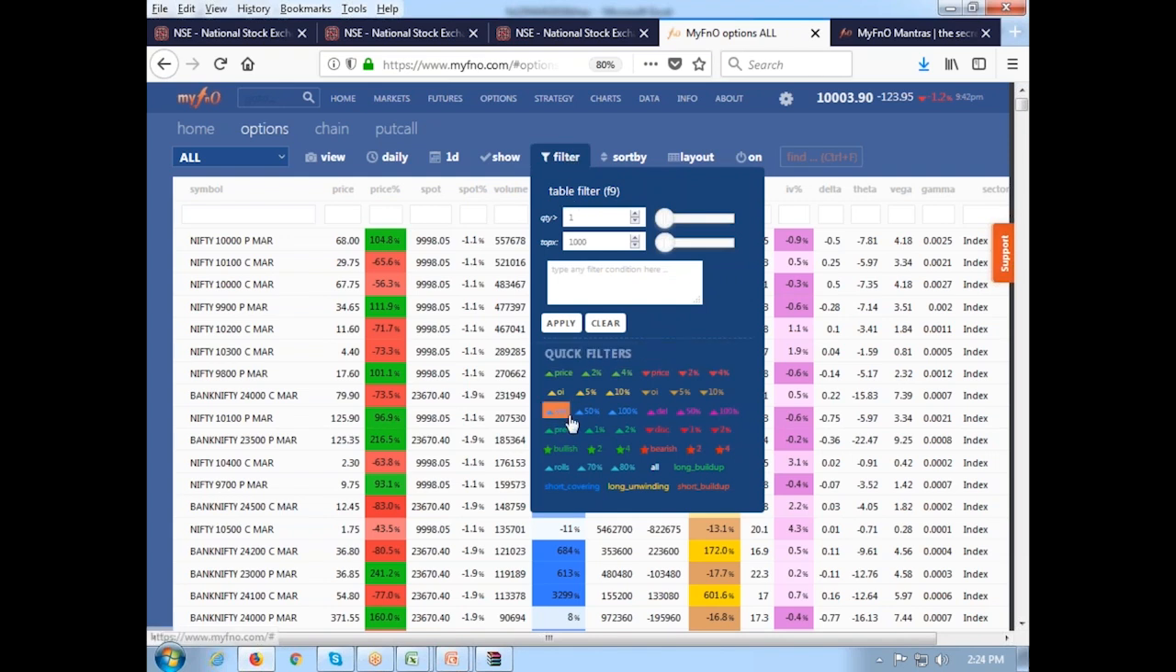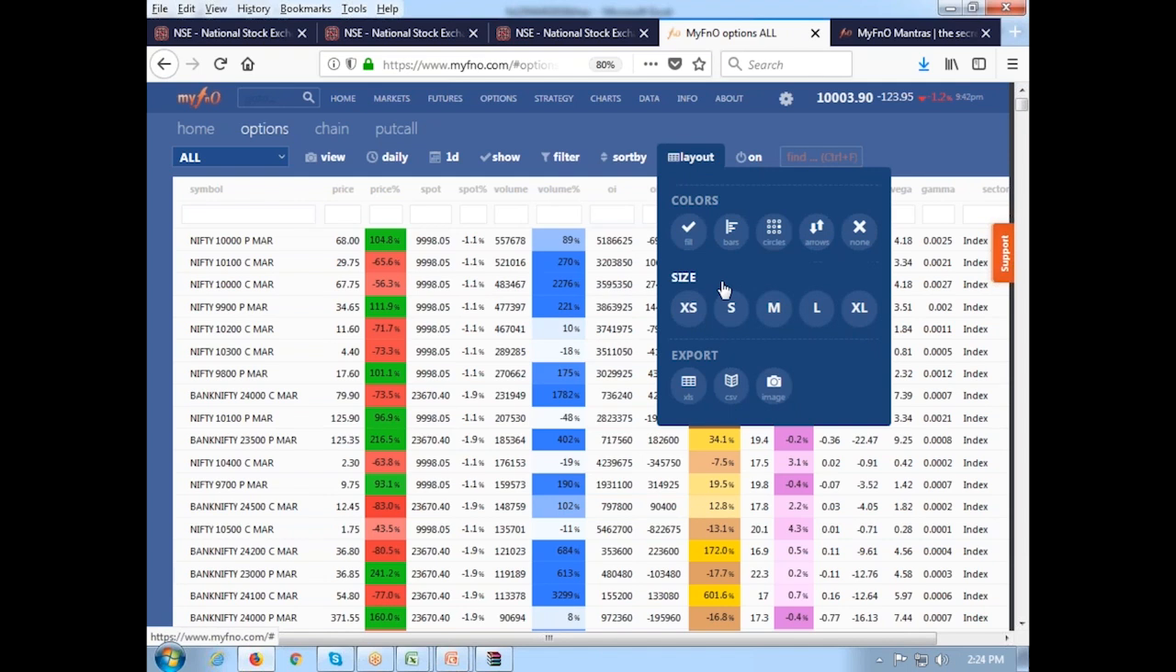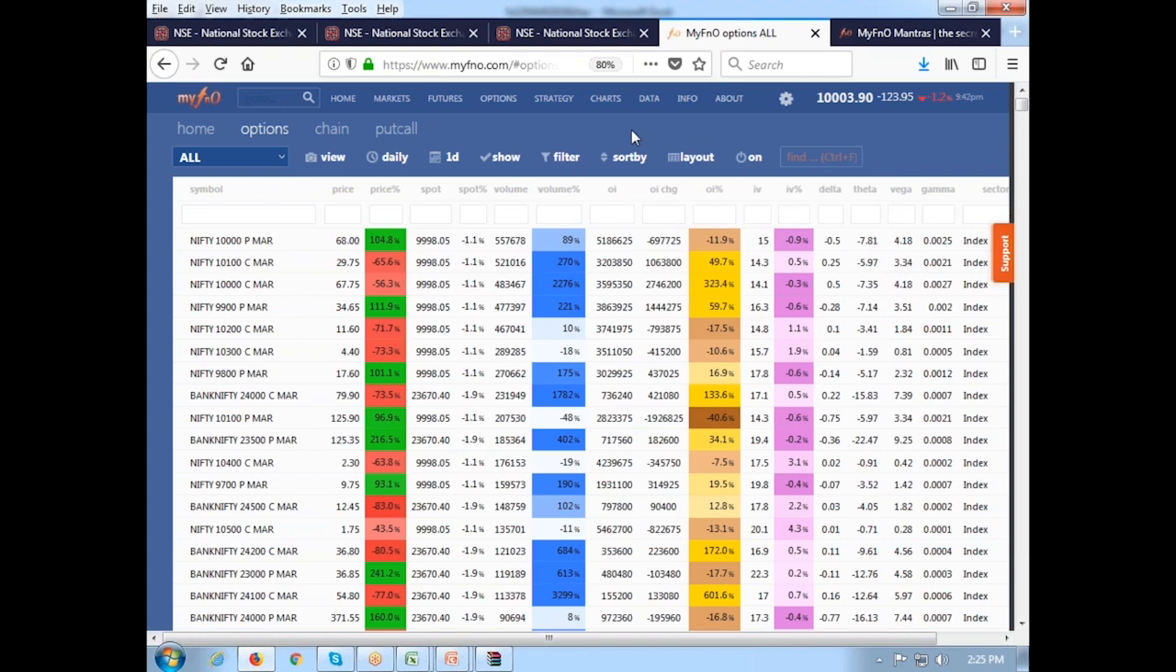You want to filter where the OI is greater than 10%, price less than 2%, delivery greater than 100%, and long unwinding, short unwinding, long buildup. You want to sort by price or volume or IV or any of those. The layouts, if you want to capture this by image or Excel, any of these, it gives me a lot of freedom to work on the data. A lot of data already done. I don't need to analyze this.